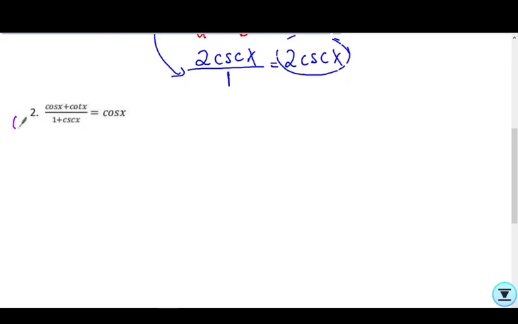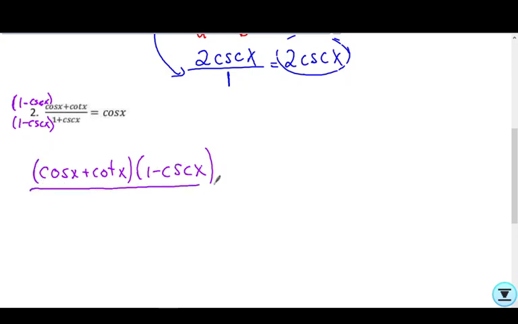So basically what I'm going to do is multiply the top and the bottom by the conjugate of the bottom. So I'm going to multiply the top and the bottom by 1 minus cosecant x. On the top I get cosine x plus cotangent x times 1 minus cosecant x. And on the bottom, since I'm multiplying conjugates, again this is a plus b times a minus b, I get 1 minus cosecant squared x.